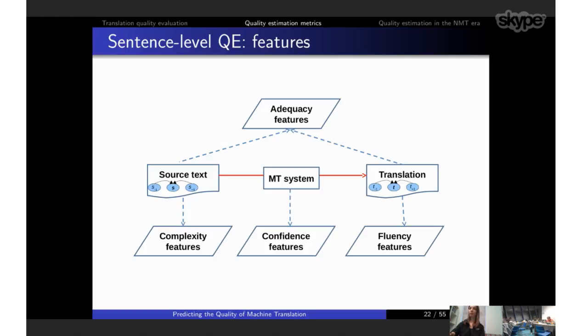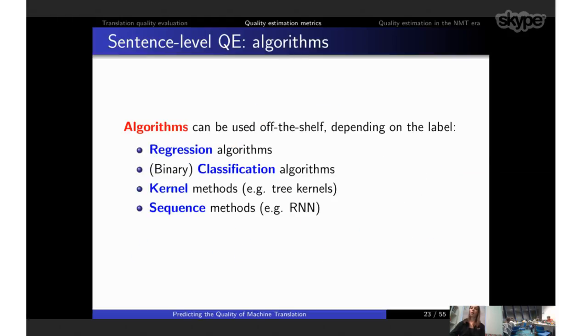And then finally, you have these adequacy features, which are those that combine the source and the translation and try to somehow compare them. For example, the difference in length between the two, the difference in the number of dependency relations between the two, and many other things that you can do, alignments and so on. Right, I'll give you some more examples of features in a minute.